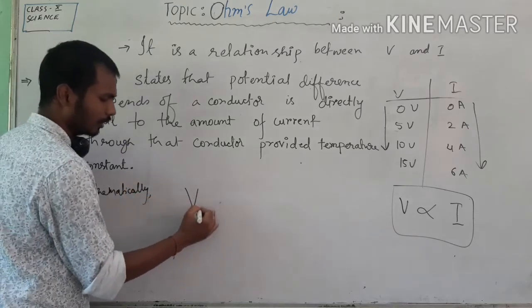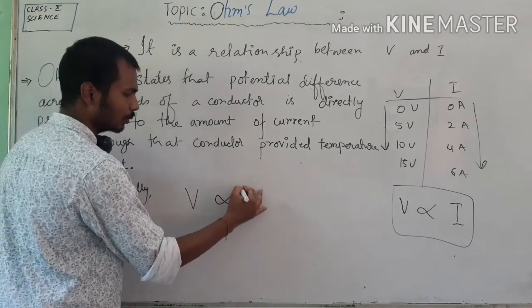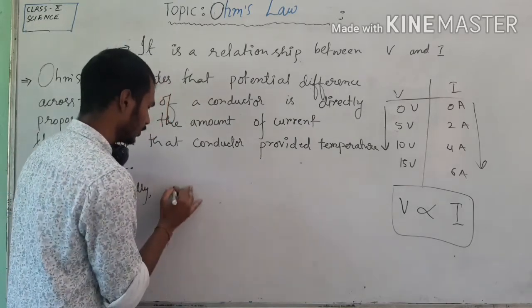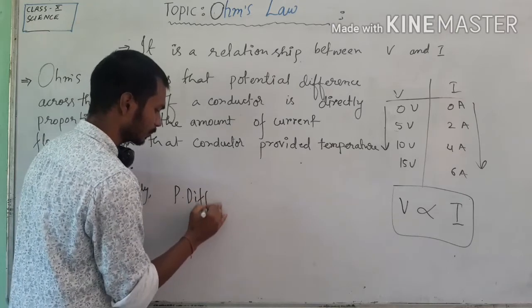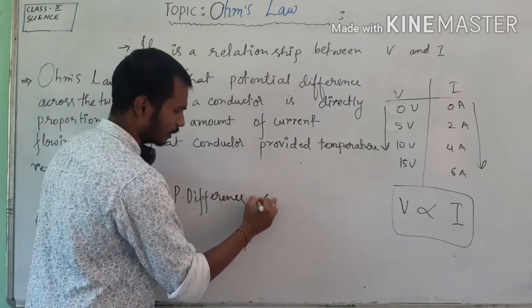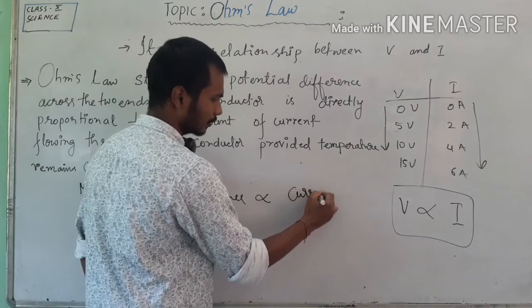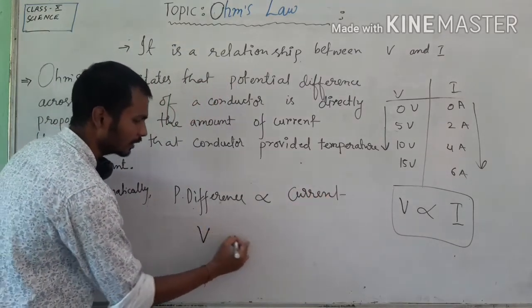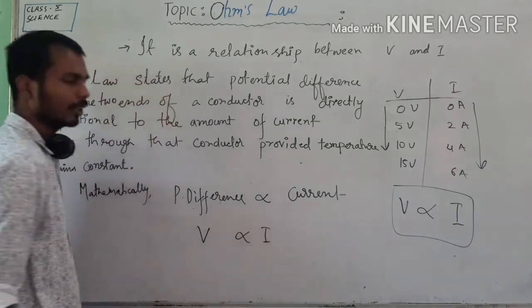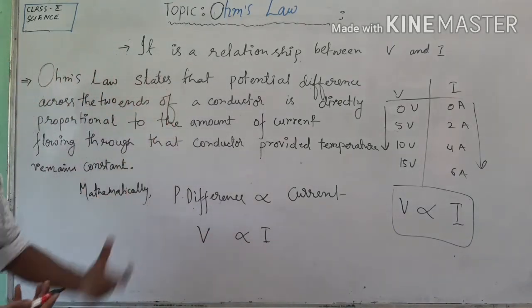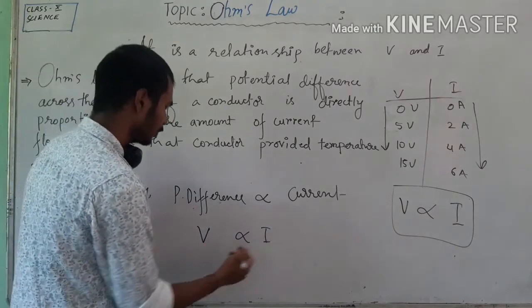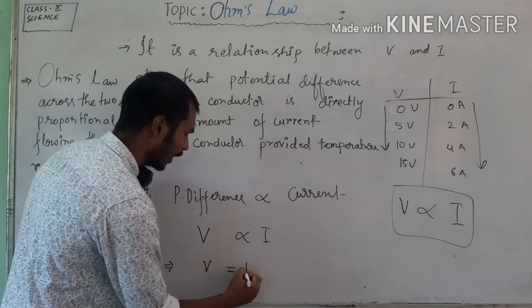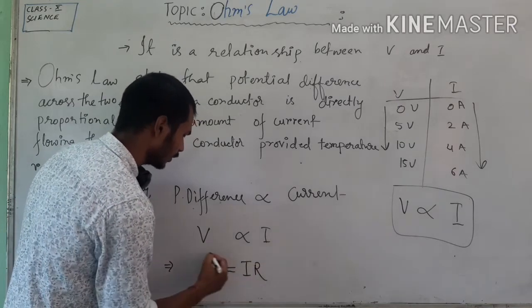Mathematically, V is directly proportional to current. That is, we can write potential difference is directly proportional to current, V ∝ I. Now we are finding an expression for Ohm's law. So V is directly proportional to I. This implies that V is equal to IR.